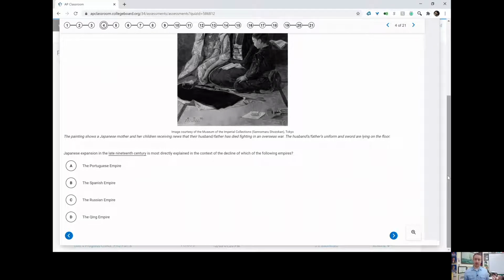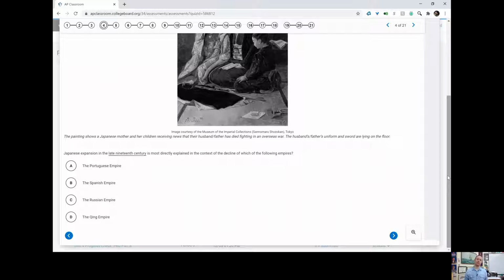It's explained in the context of what? A decline of one of the empires. So in other words, if the empire in choice A, B, C, or D is not declining, that's not the answer. If it's not related to Japan, it's not the answer. It's pretty clear. For this, not only do you need to know some history, but you also need to know some geography. You need to know where Japan is situated, and more importantly, where they went as they started to imperialize. If you don't know this, it's not going to work.